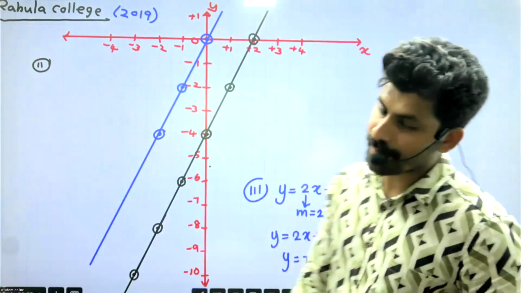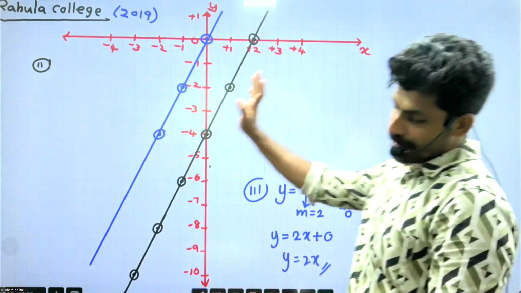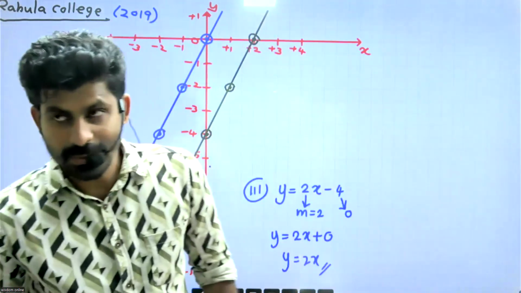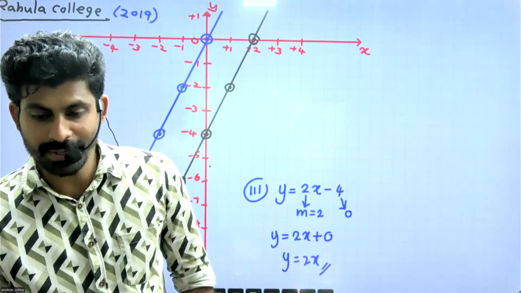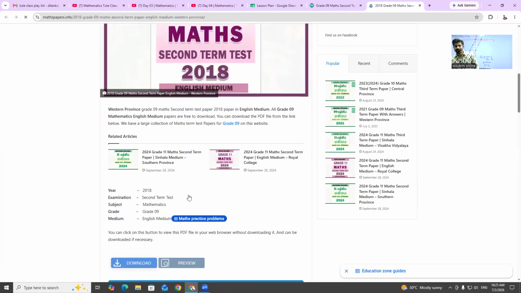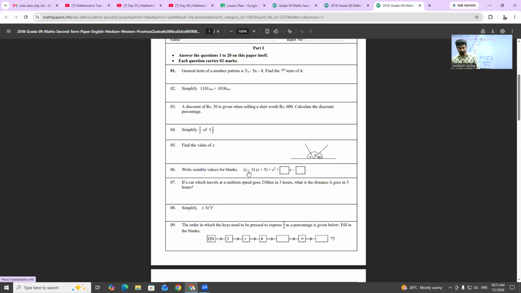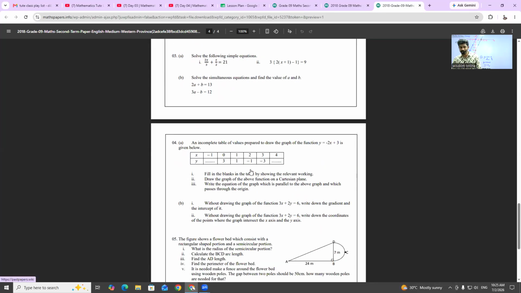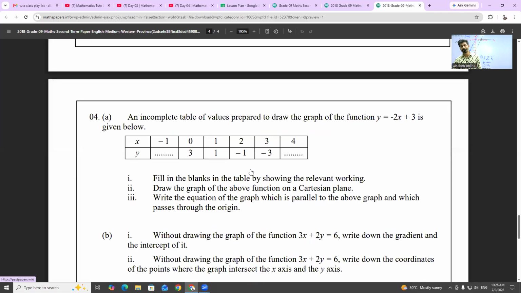Okay, let's quickly move to the next one. Western Province paper 2018. A question like this comes. Please try to complete this one by yourself. 2018 Western Province paper, that is the question. Try to complete that one by yourself. Let's do it quickly.